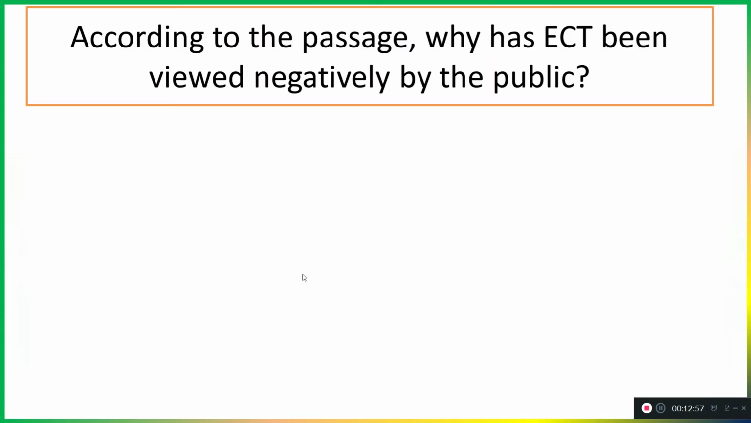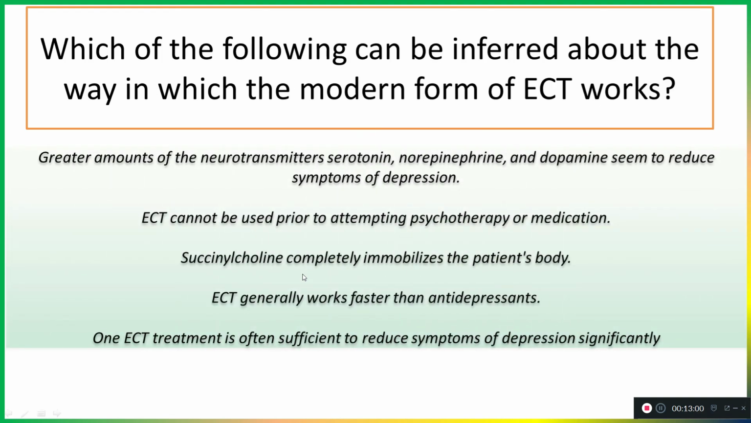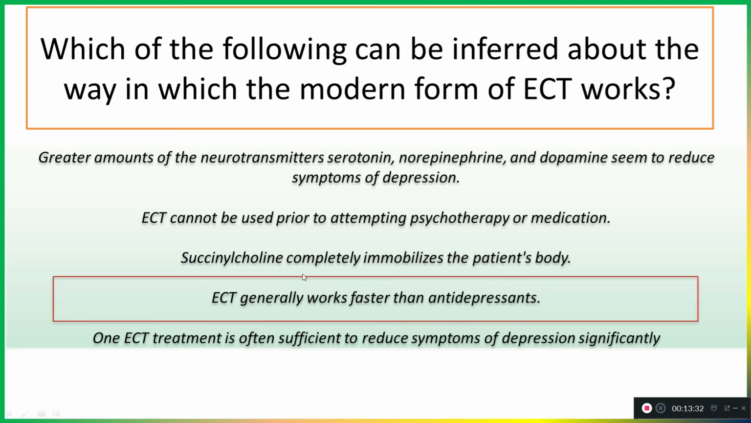So how can we say that this completely immobilizes the patient's body? So this is again not what is being inferred about the way in which the modern form of ECT works. If I talk about ECT generally works faster than antidepressants, absolutely this is said very categorically, because antidepressants take a lot of time to get into the body and show good effects, but ECT is quick. One ECT treatment is often sufficient, nowhere it is mentioned. So the only plausible answer becomes the fourth one.